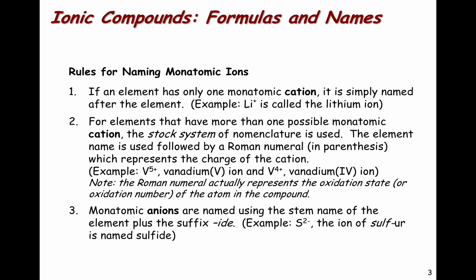So for the monoatomic anions, the negatively charged ions of the nonmetals, we again use the name of the element involved. We use the root of that element's name, and then we replace the suffix with the ending "ide." And so, for example, sulfur with a 2 minus charge would be sulfide. Oxygen with a 2 minus charge would be oxide. Fluorine with a 1 minus charge would be fluoride, and so on and so forth.